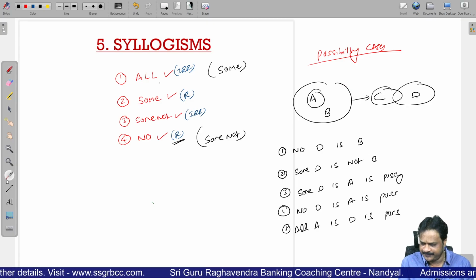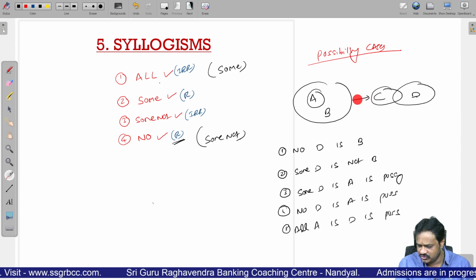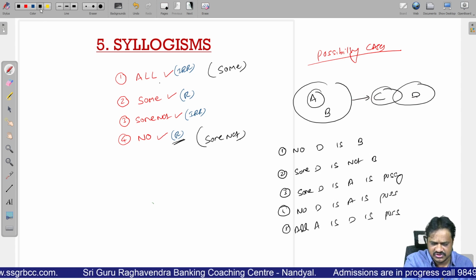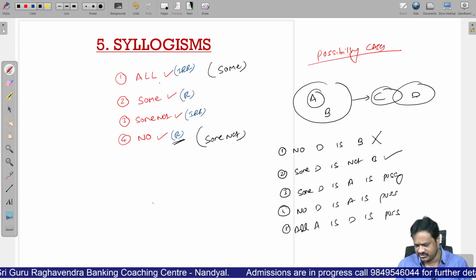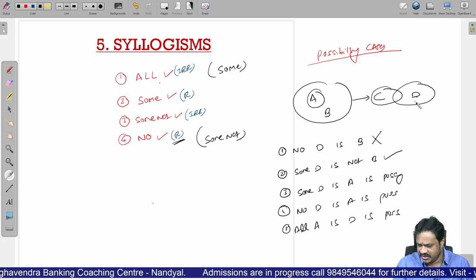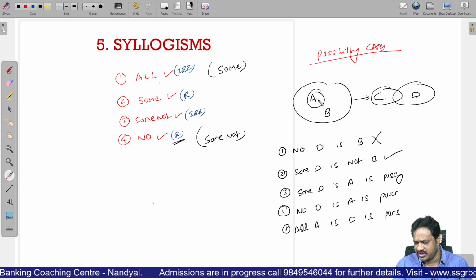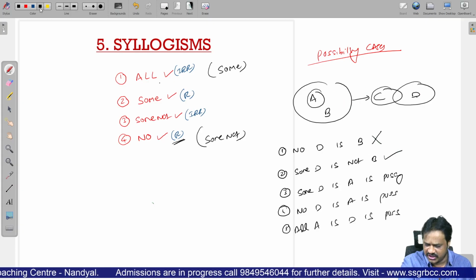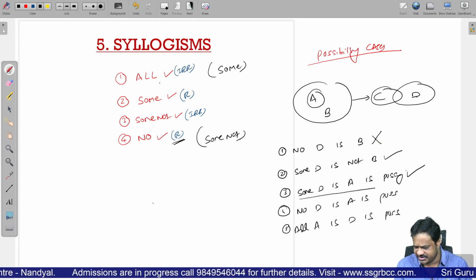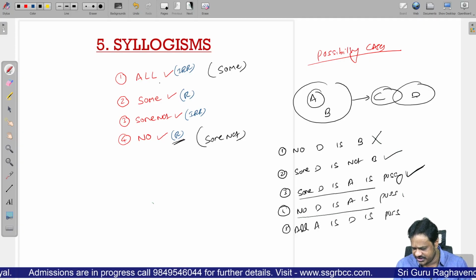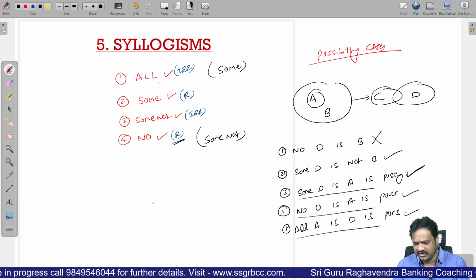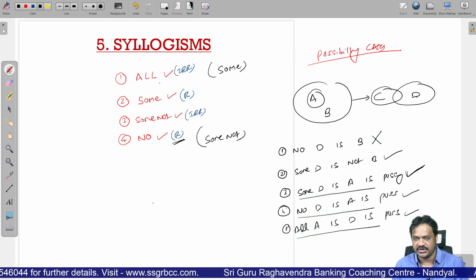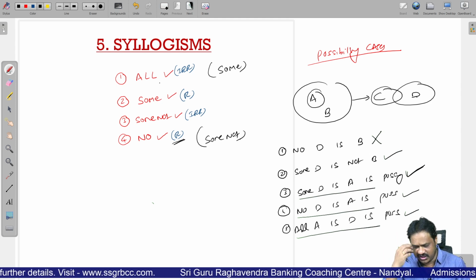See, first one, no D is B. No C is B means some D is not B. So, no D is B does not follow, whereas some D is not B definitely follows. Now, you see the case of possibility. This is D, this is A. There is no relation between D and A. If there is no relation, any possibility follows. Some D is A is a possibility that follows. No D is A is a possibility that follows. All A is D is also a possibility that definitely follows. Now, this is the meaning of possibility. If there is no relation, any possibility definitely follows.